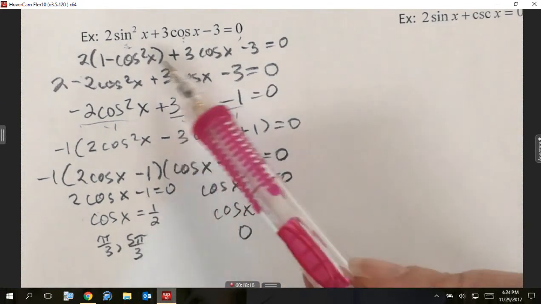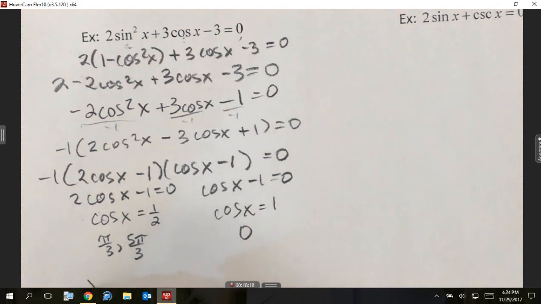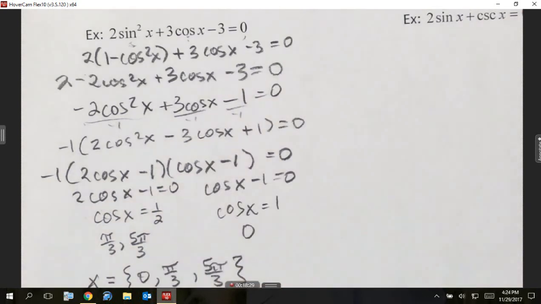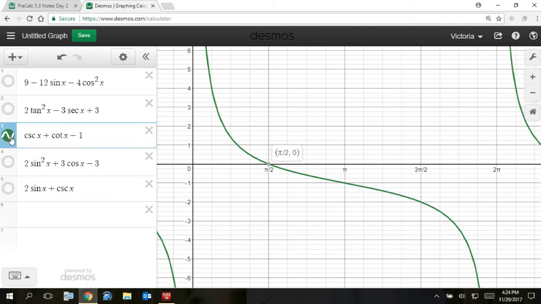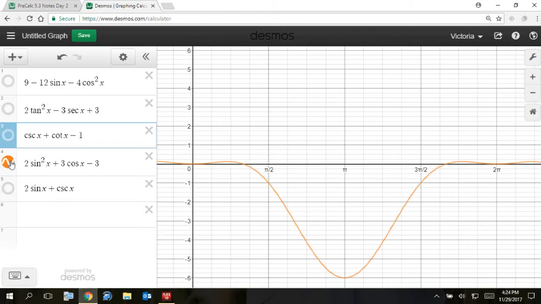If I'm unsure, I can always plug it back in and check it. I'm going to check it on Desmos. You can always check it by hand if you do not have Desmos. So I'm going to pull up Desmos. And at 0, at pi over 3, at 5 pi over 3, there are solutions that are x-intercepts. There's also one at 2 pi, but that one's not included in my solution, the domain restrictions for the solution.